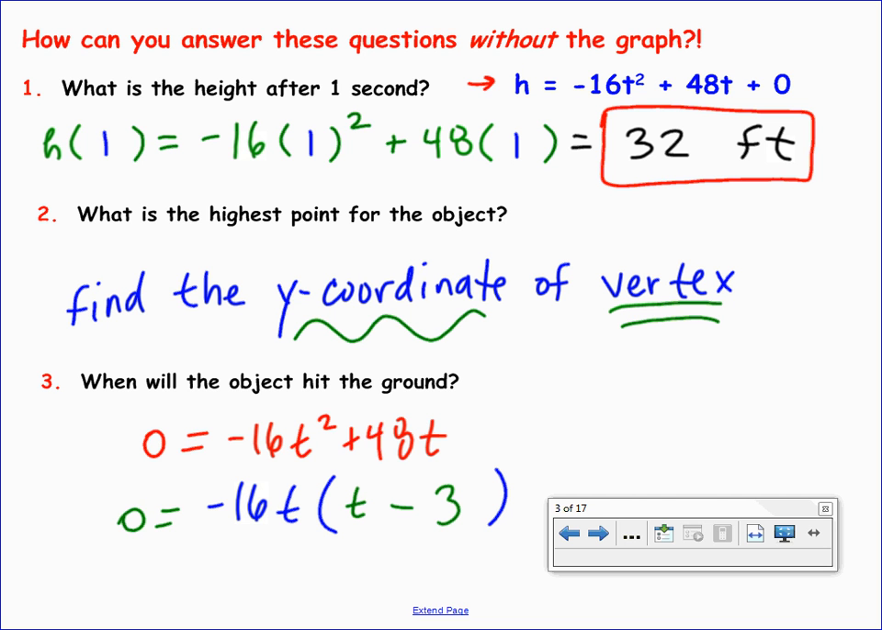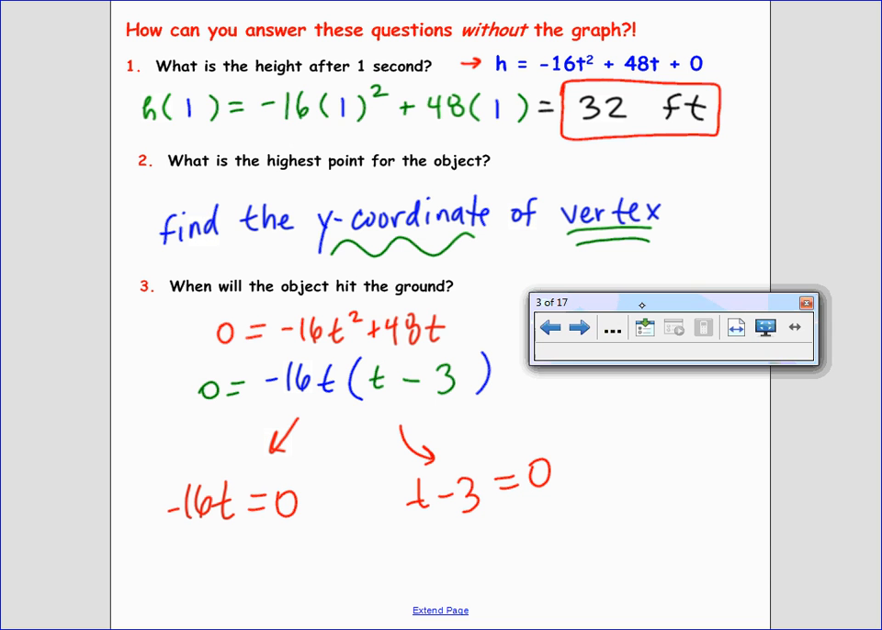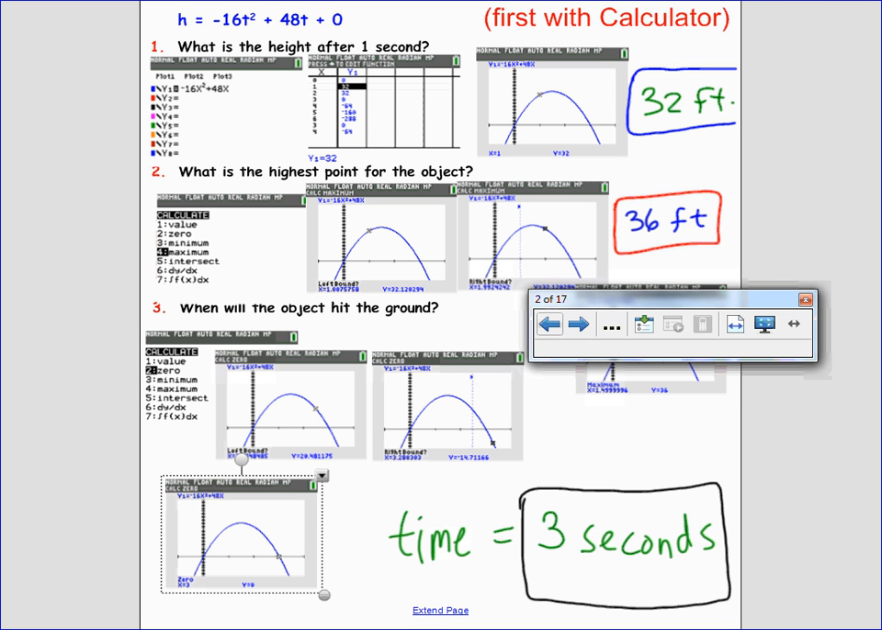After I factored completely, I can set each individual factor equal to 0 and solve separately. So for this one, I could set negative 16t equal to 0, or I could set t minus 3 equal to 0. In each case, the solutions of each of those factors set equal to 0 are going to be the values of t when the entire thing equals 0 in accordance with the zero product property. So dividing both sides by negative 16, I get t equals 0. So the object is at ground level at time t equals 0. Well, that makes sense because that's where we started. So this object started at ground level.